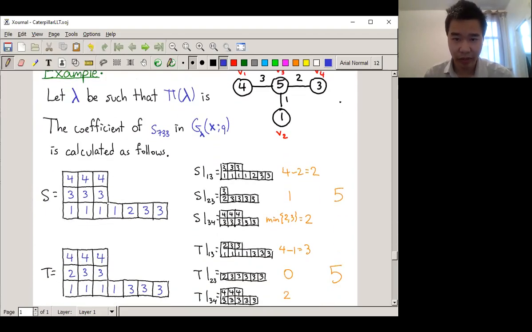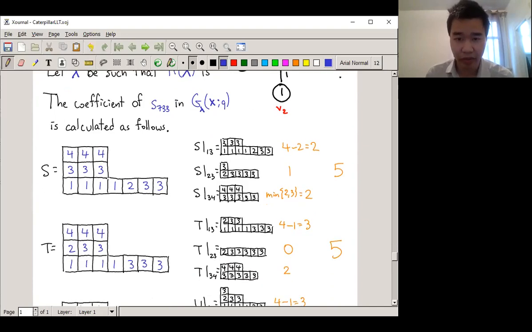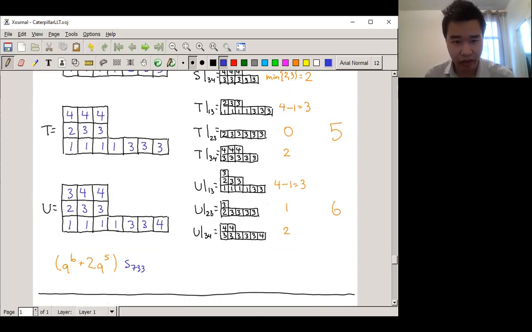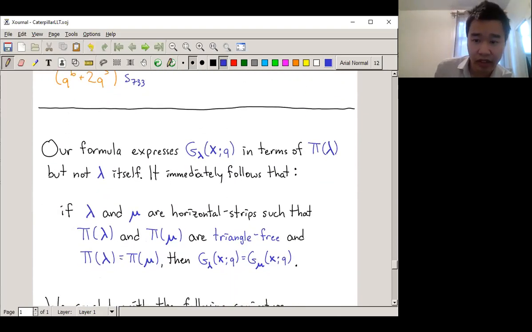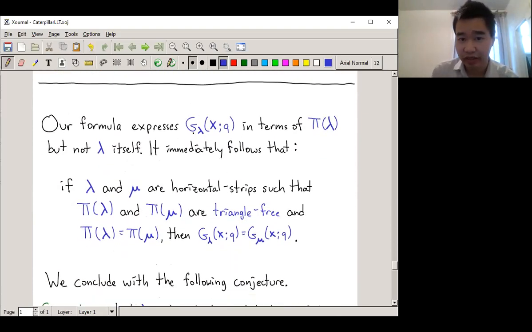I've got an example here. It's pretty similar to the last one. Maybe we can look at it later, but I'll just close by saying that what I've done was I've been able to express this LLT polynomial in terms of Schur functions, but the formula actually only uses this weighted graph rather than the rows themselves.